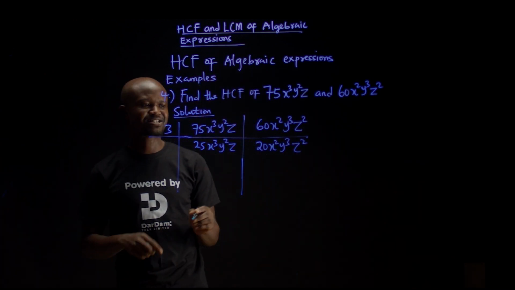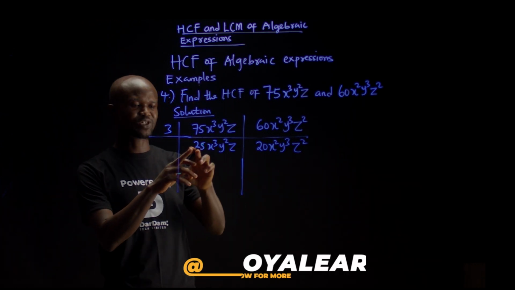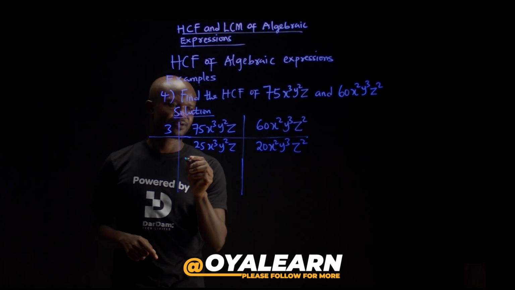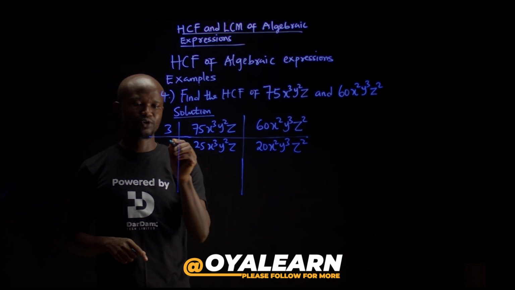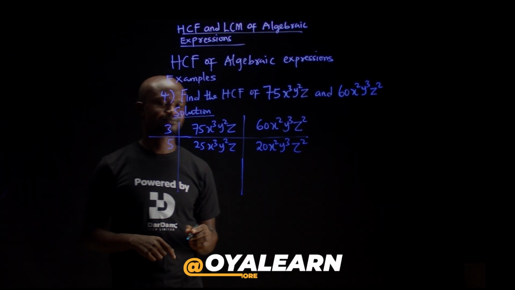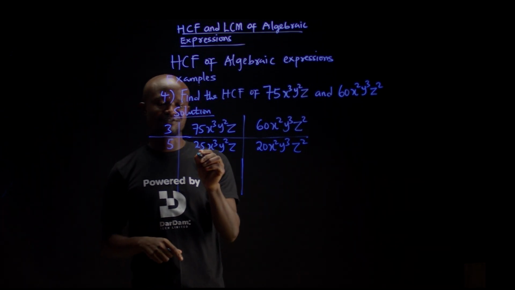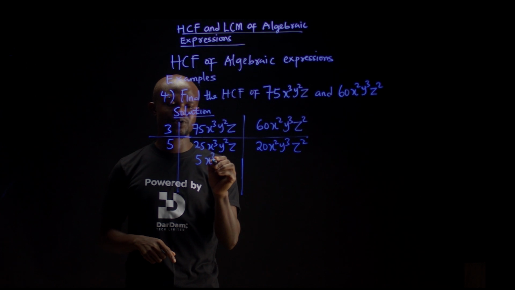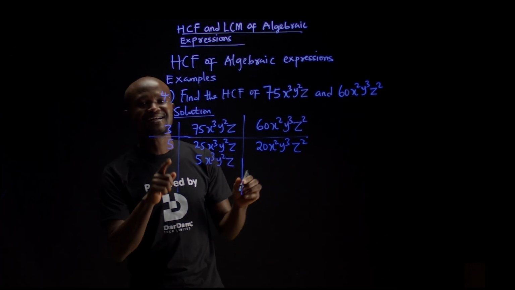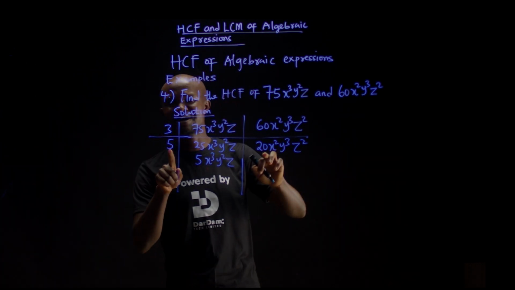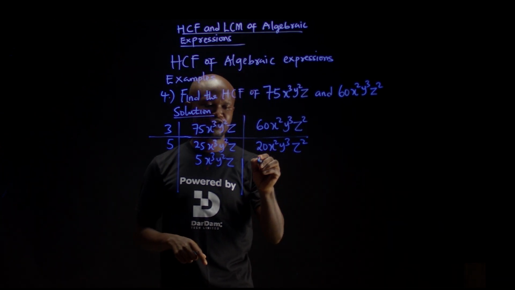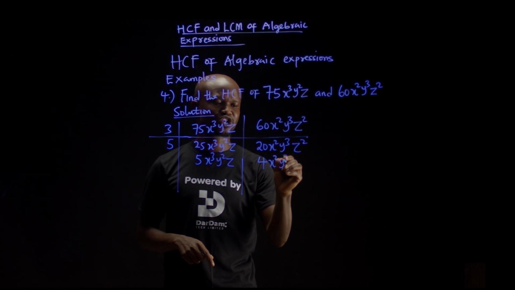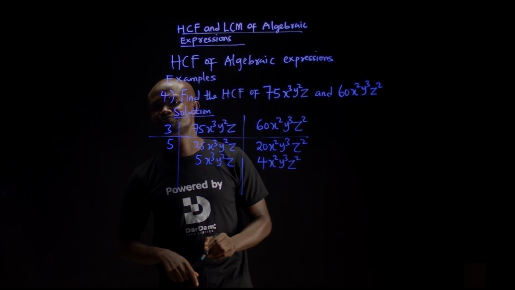Now, what's the next thing to do? Looking at the numbers, 25 and 20, what is common also? 5 can go in both. 25 divided by 5, what do we have? That is 5. So we have 5x cubed y squared z. Now, 20 divided by 5, what do we have? 4. So we have 4x squared y cubed z squared.